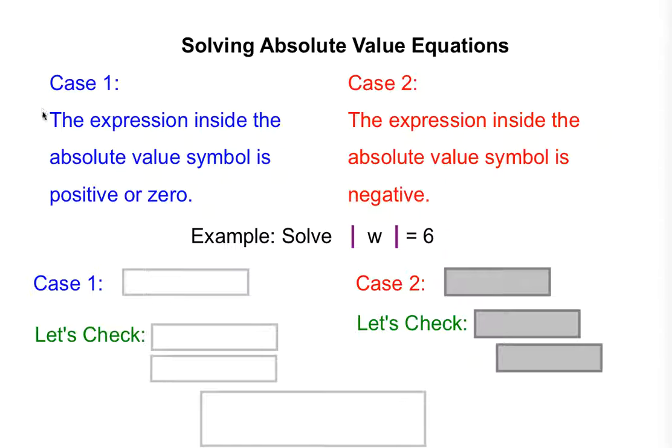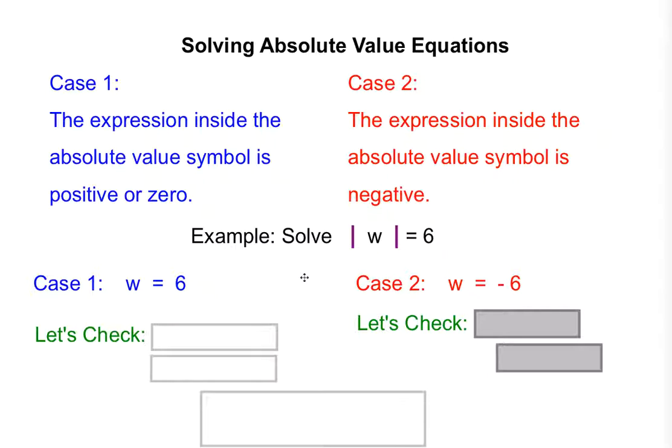In case 1, the expression inside the absolute value symbol is positive or 0. What that means is you take the expression inside your absolute value bars and it's going to be equal to the positive of this value. So case 1 is simply w equals 6. Case 2, we're going to take the value within your absolute value bars and make it equal to a negative value of this. So case 2 is w equals negative 6.